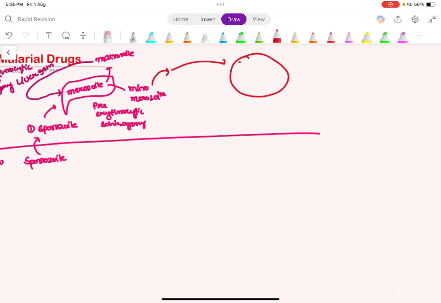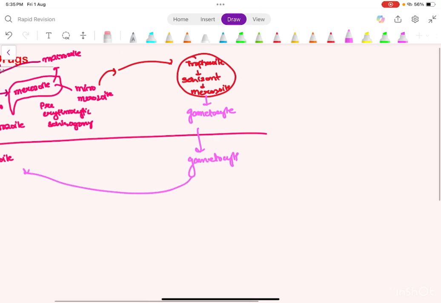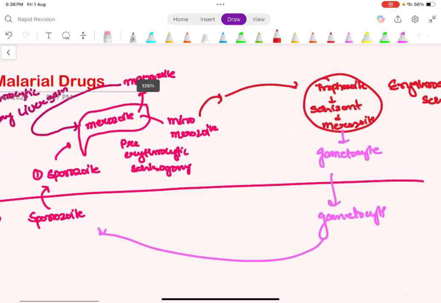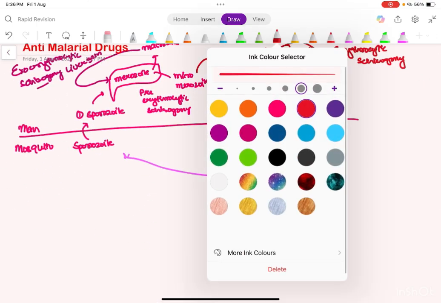Here it's converted into trophozoite, which is converted into schizont, immature, then mature, then merozoite, and then it is converted into gametocyte, and this gametocyte is picked up by the mosquito again, and the cycle continues. This phase in the RBC is called erythrocytic schizogony. So these are the phases. Now let's go through each phase.